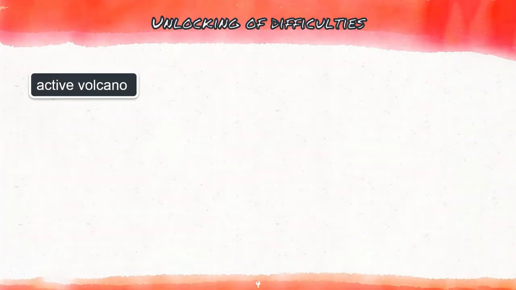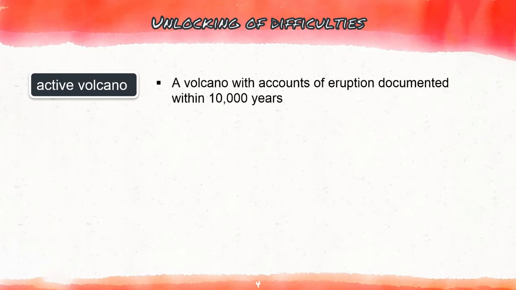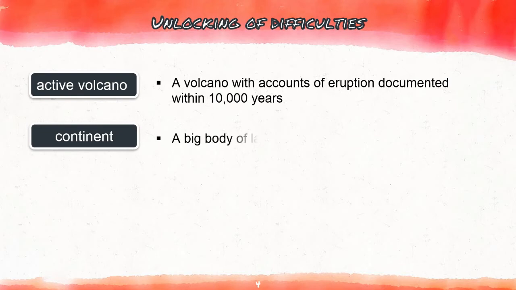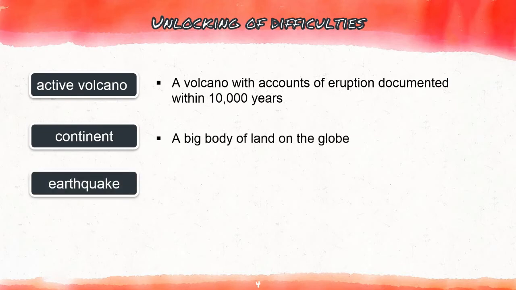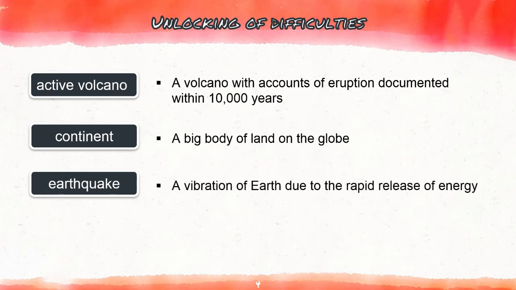To start with, let us first have the unlocking of difficulties. Let us have the definition of the different scientific concepts that we're going to tackle in our lesson. Let's start with active volcano. A volcano with a record of eruption documented within 10,000 years. Continent. A big body of land on the globe. Earthquake. A vibration of the Earth due to rapid release of energy.